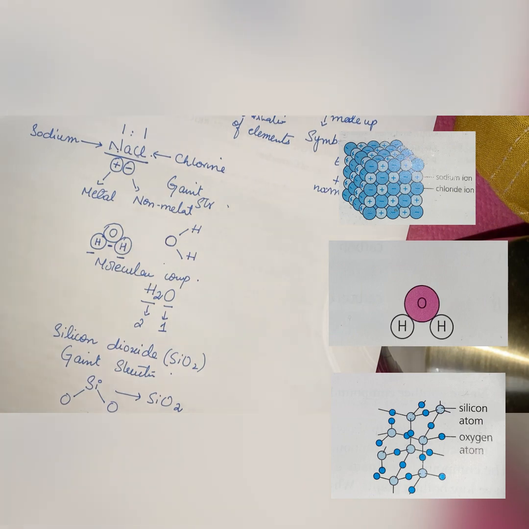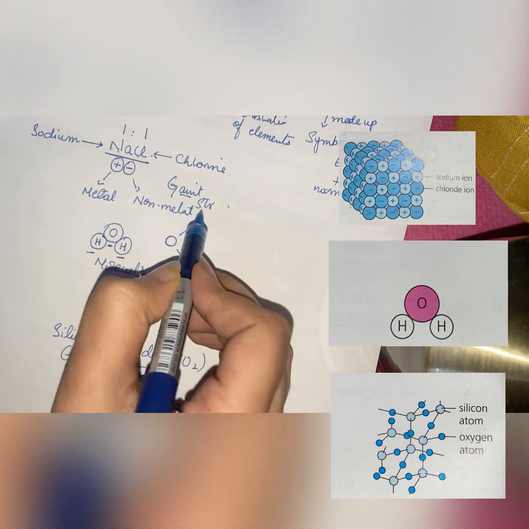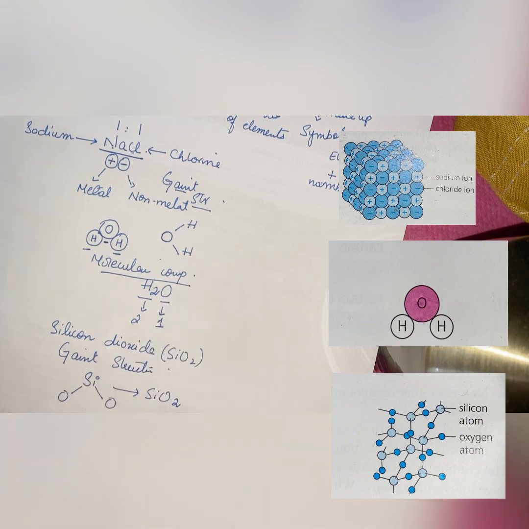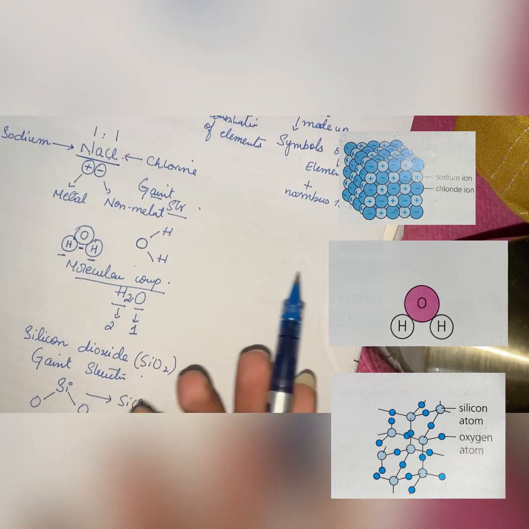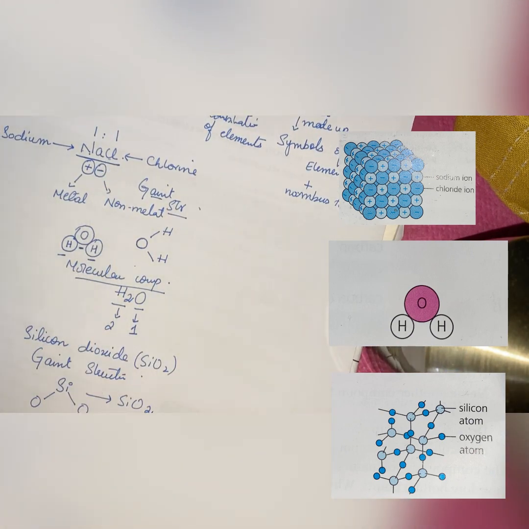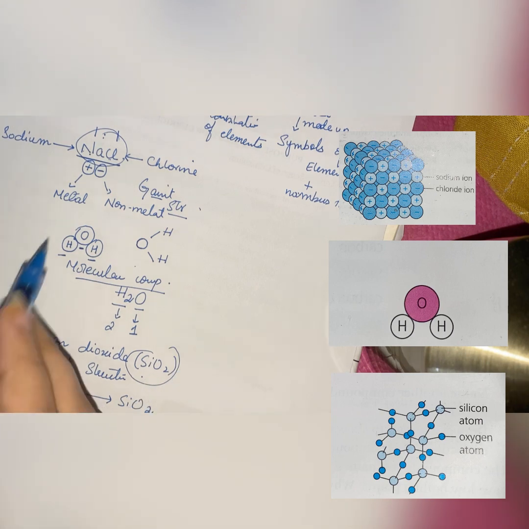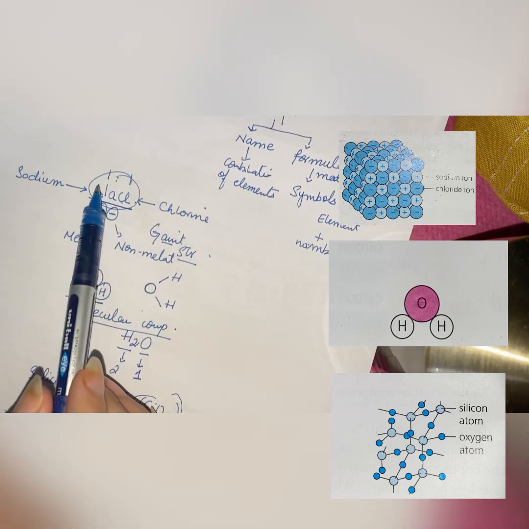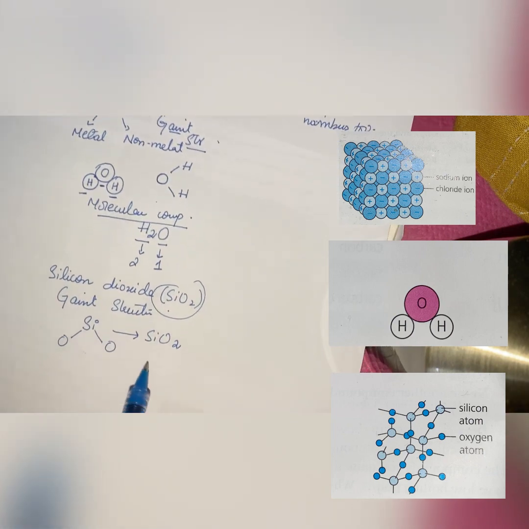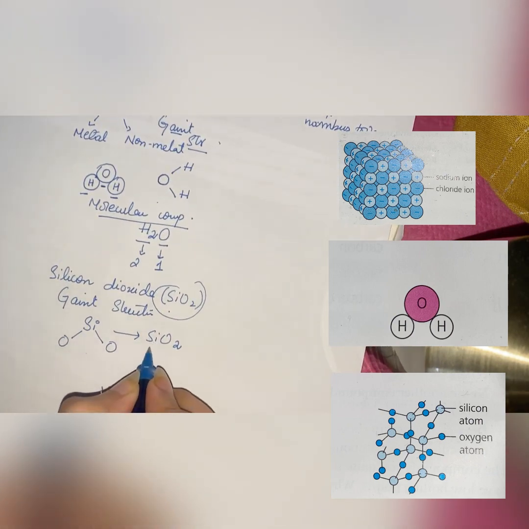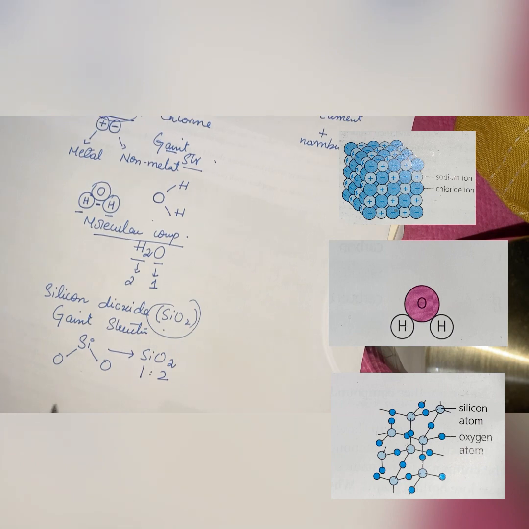Now what is the difference between a giant structure and a molecular compound? In giant structures, for example sodium chloride or silicon dioxide, what does the formula tell us? The formula tells us the ratio of the ions or atoms in the compound. It only tells about the ratio. For sodium chloride it is a 1:1 ratio, and for silicon dioxide it would be a 1:2 ratio. So it talks about the ratio of atoms or ions present in the compound.